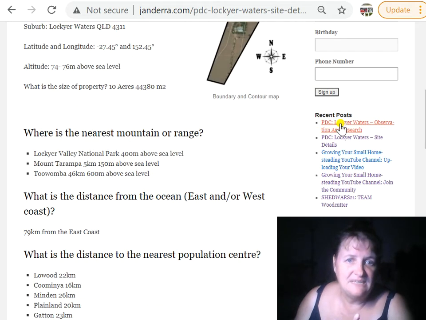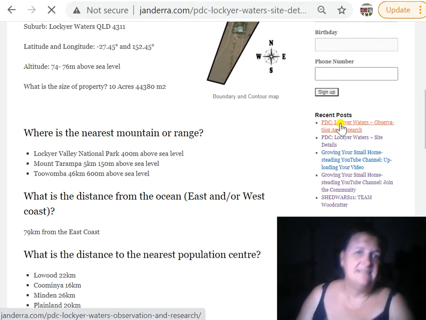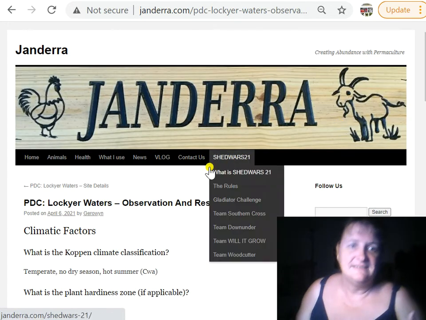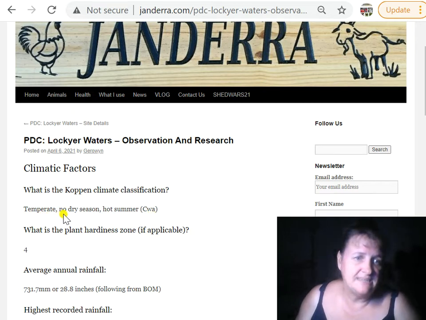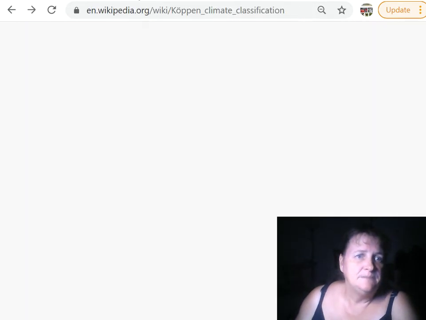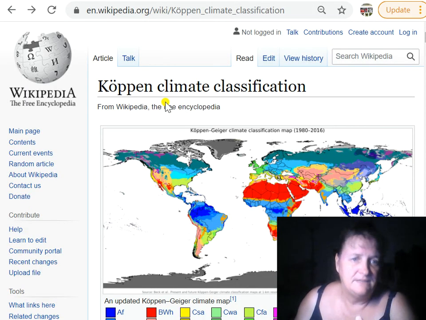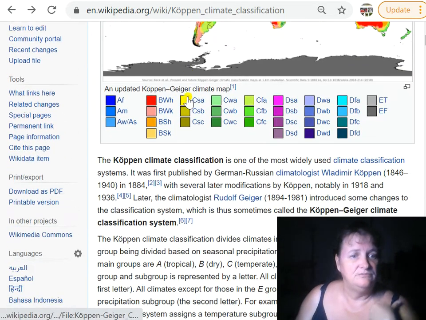The next thing you want to look at is observations of weather patterns and everything in the area. So the climatic factors. The first thing I'm going to look at is the Köppen climate classification for this area. So this area is actually considered a temperate, no dry season, hot summer. So it's a CWA.